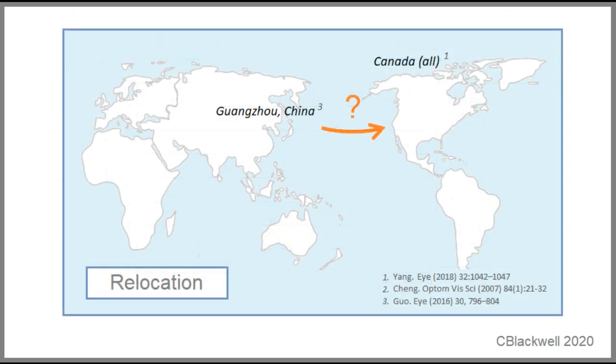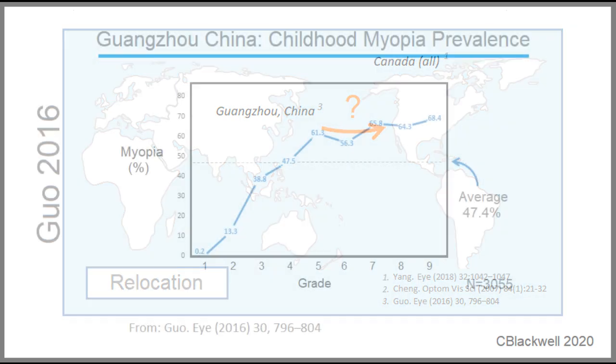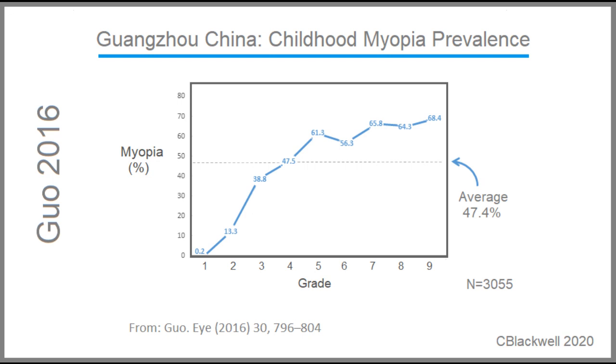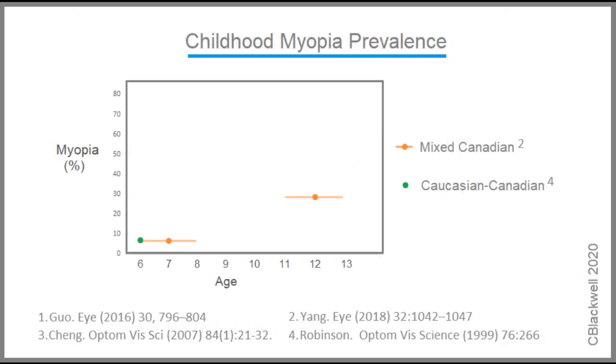Another approach is to ask, what happens to children who relocate from China to Canada? Do they have the same rate of myopia as in China, or do they take on the lower rate of their new surroundings? For the China reference, we use the Guo study from Guangzhou. For the Canada reference, we use figures from New Brunswick at age 6 and Waterloo at ages 6 to 8 and 11 to 13.